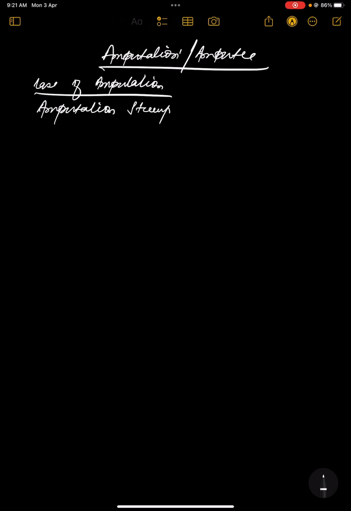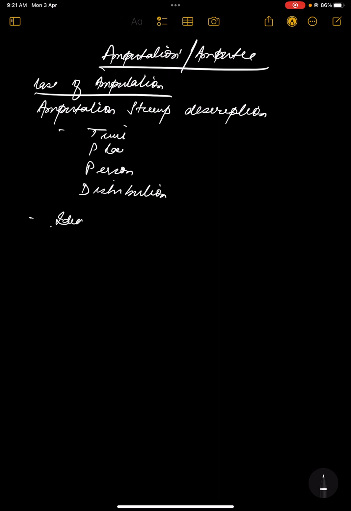In case of amputation, then how do you describe the amputation stump? First of all, you describe the time, place and person distribution of the event. That means the identification and demographic data. You ask the question, when were you completely all right, and then what happened, and you record the history.